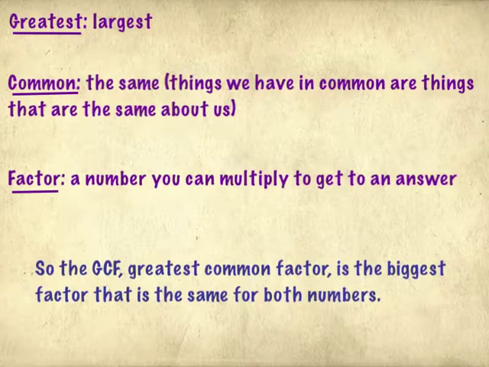So just remember that greatest means largest, common means the same, so when we talk about things we have in common, we mean things that are the same about us, and a factor is a number you can multiply to get to an answer. So the GCF, the greatest common factor, is the biggest factor that is the same for both numbers.